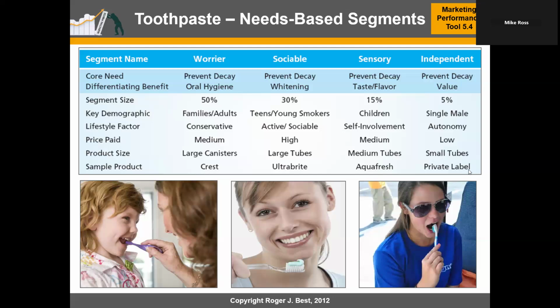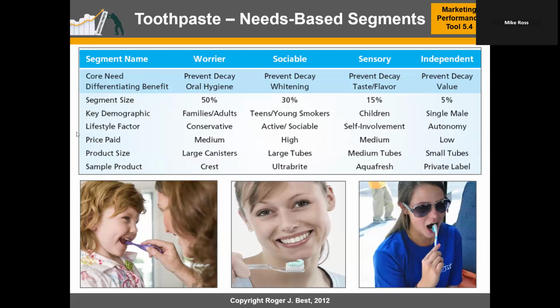And then value here, you can see private label. Maybe that's Rite Aid brand or Walmart brand. These people are certainly focused on prevention of decay, but they're not worried about the brand. That's not really a driving factor for them. So, again, I want you to note in the aggregate 50 plus 30 is 80, 95, 100 here. So we can sort of appreciate four different market segments broken down by different percentages.